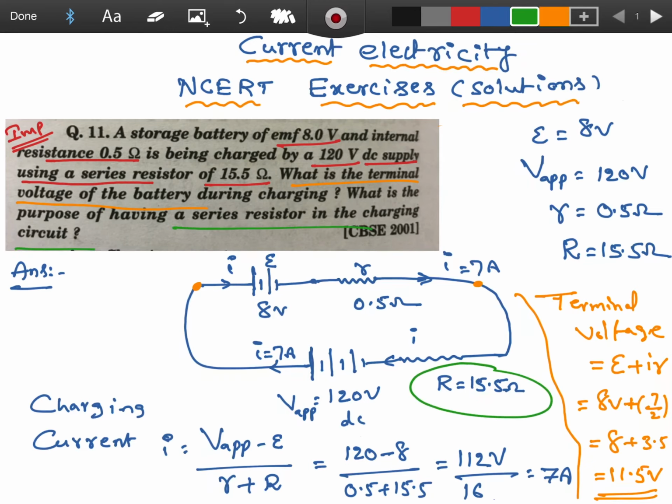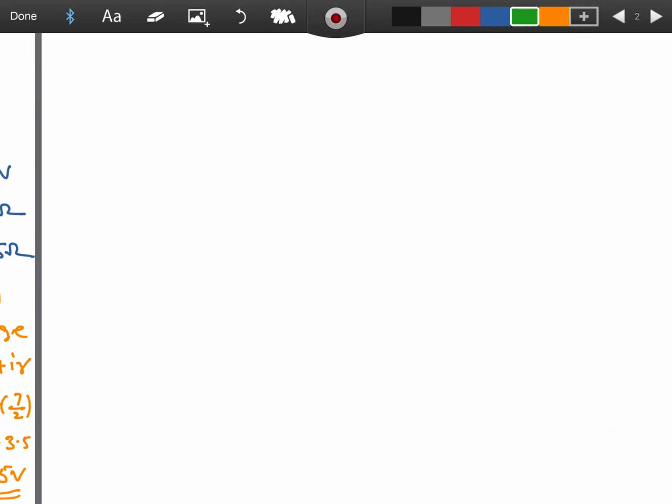Next, they are also asking what is the purpose of having a series resistor in the charging circuit. What is the purpose of this 15.5 ohm? If there is no 15.5 ohm, what will happen? From this DC supply, very huge, very high currents will come out. Very high currents are coming means it will damage the circuits. You can write the reason here.